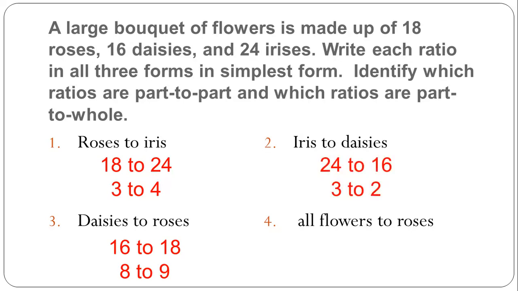Yung iris naman natin, to daisies is 24 is to 16. And this 24 and 16 is divisible by 8. No? 24 divided by 8 is 3 and 16 divided by 8 is 2. While all flowers, ito na yung, lahat yun part to part, ano. Ito yung part to whole, itong number 4. All flowers to roses. That is 58 to 18. So, ito yung part to whole. Or, this is divisible by 2, or 29 to 9. Okay, 29 to 9.